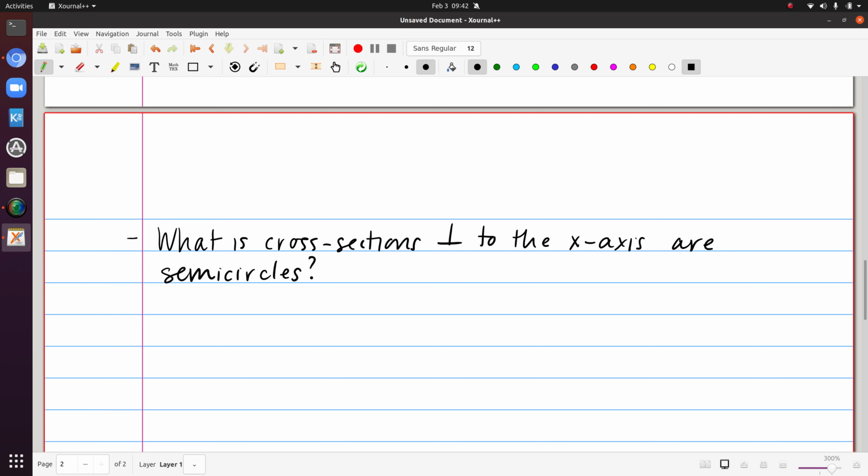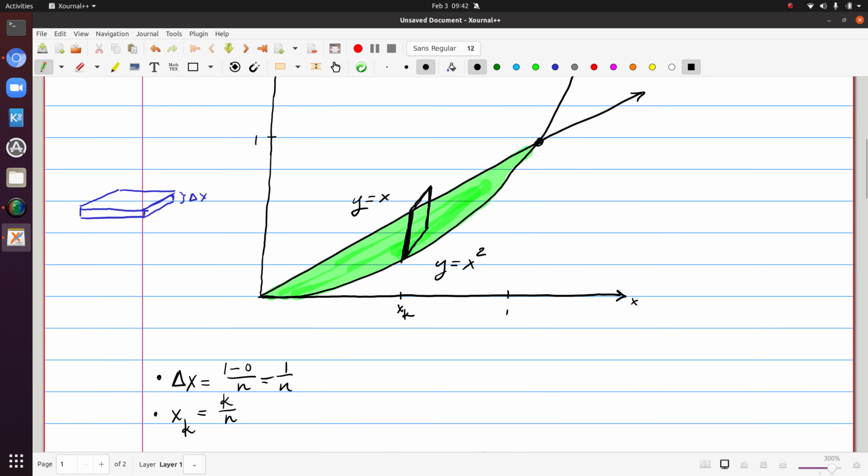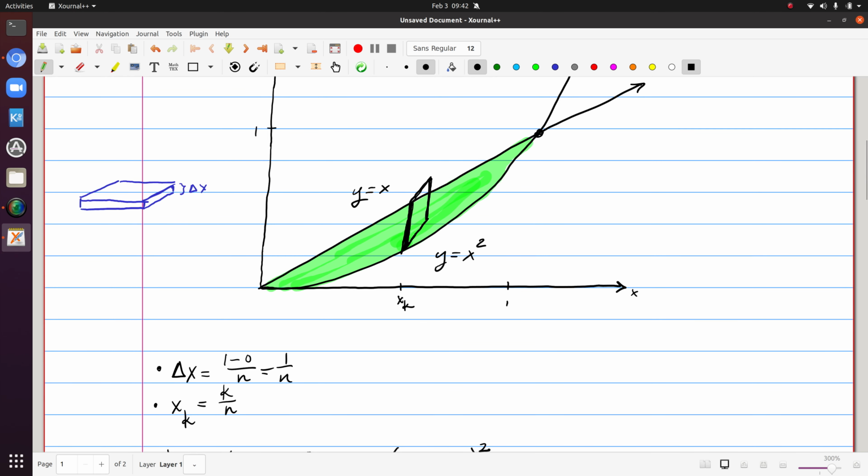So a lot of our setup will be the same. Delta x would be the same, xk would be the same. It's when we get to this step that the shape of the cross section mattered. And in that step, when it was a square, we squared the sides times delta x. But now if it's a semicircle, instead of having this square shape, of course, we'll have a half circle.